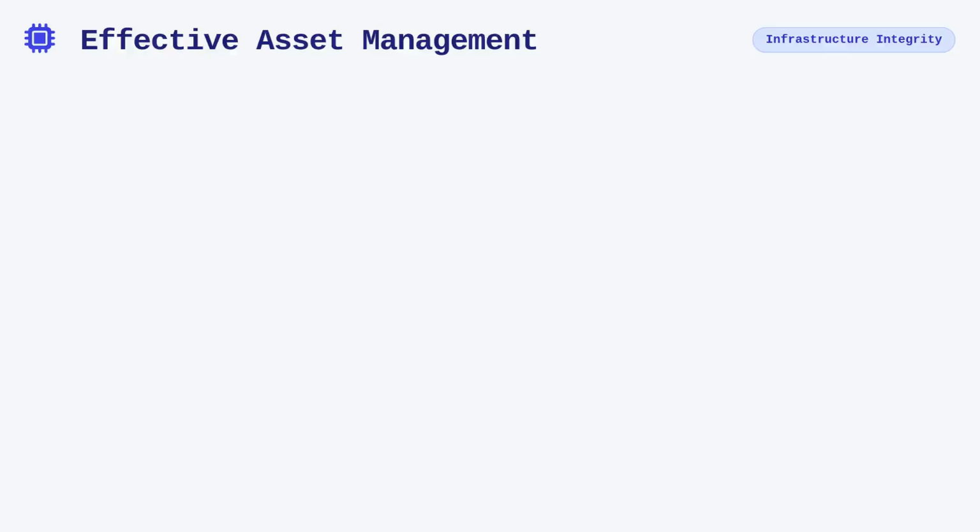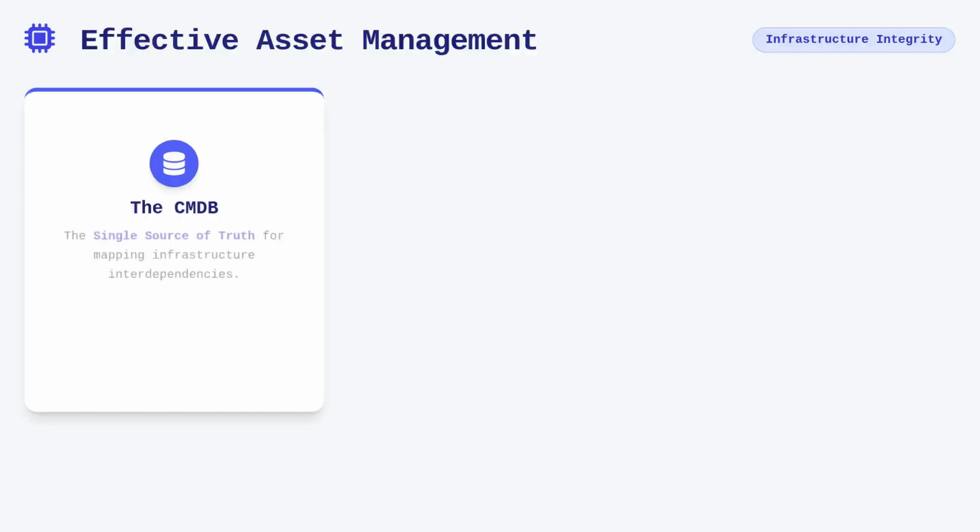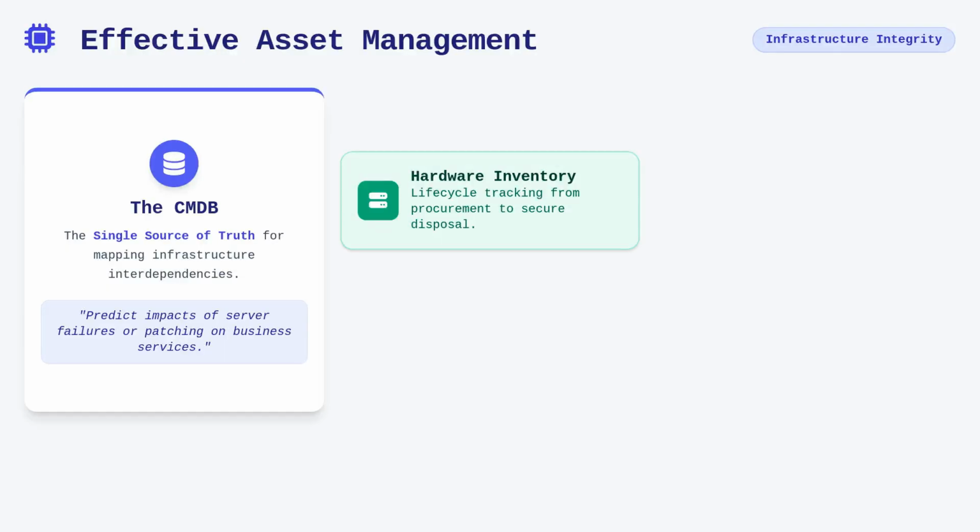Effective asset management relies on the integrity of your configuration management database, or CMDB, which acts as the single source of truth for your infrastructure. This system allows you to map interdependencies, helping you understand exactly which business services will suffer if a specific database server fails or requires patching. You must also maintain rigorous inventories of both hardware and software, ensuring that your license counts for operating systems and applications match your actual deployments.